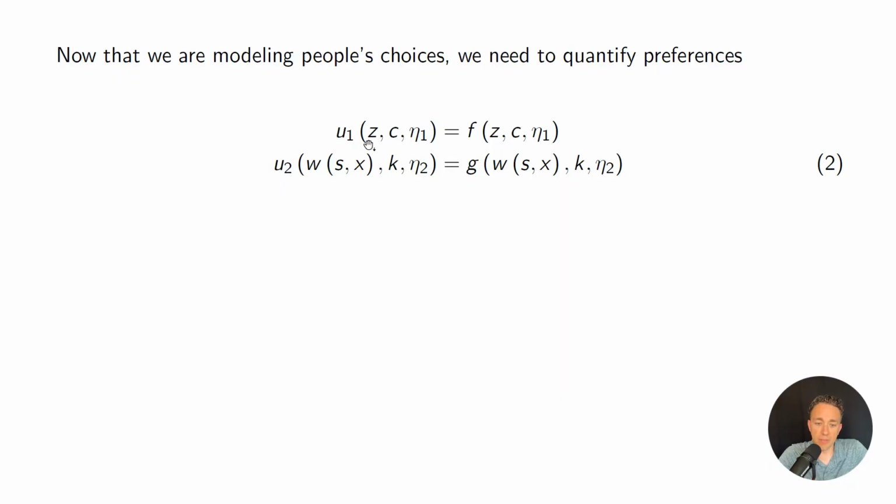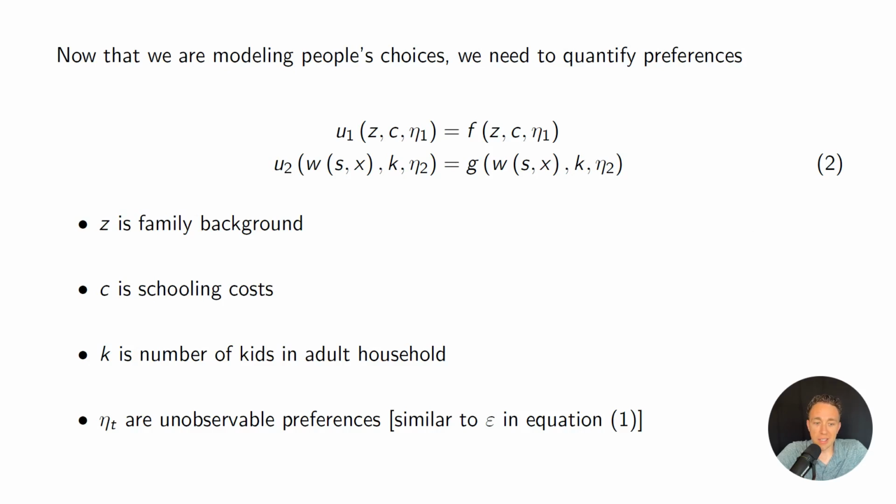And the arguments of these utility functions are some of the variables in our model, and we'll talk about that momentarily. But right now, we just have these two utility functions, and they don't really have any particular functional form yet. We just have different variables entering each of these functions. Just to walk through things, Z is some measure of family background. Maybe it's an indicator for if the student's parent graduated from college. C is going to be some measure of schooling costs. K is going to be the number of children in the household when the person is an adult, that might affect whether someone works or not, depending on if they have to provide for a child.